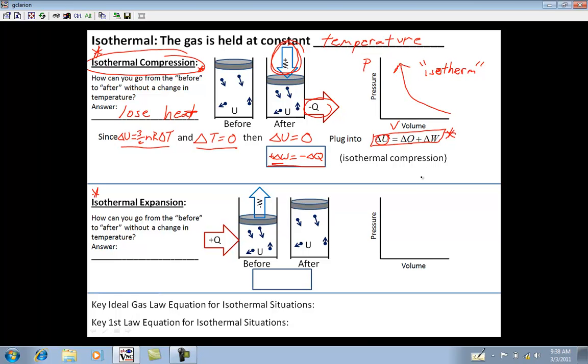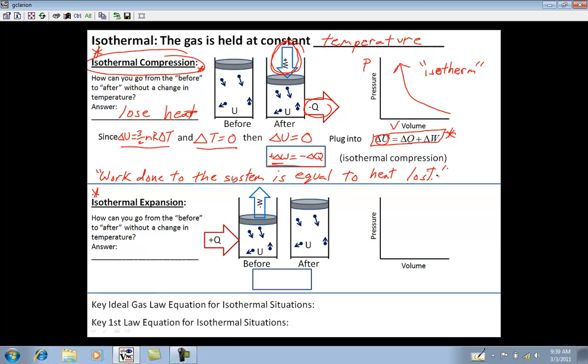Now, what this means, so let's make a statement. This says that the work done to the system is equal to what? Is equal to heat lost. Then we're going to go into isothermal expansion. That's the next version of the isothermal process.